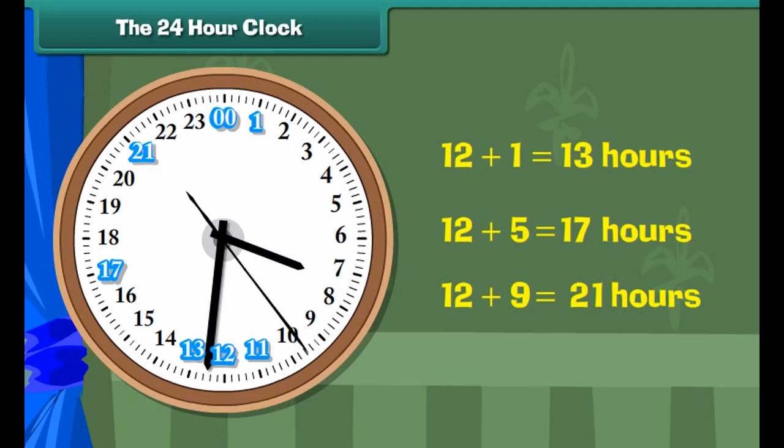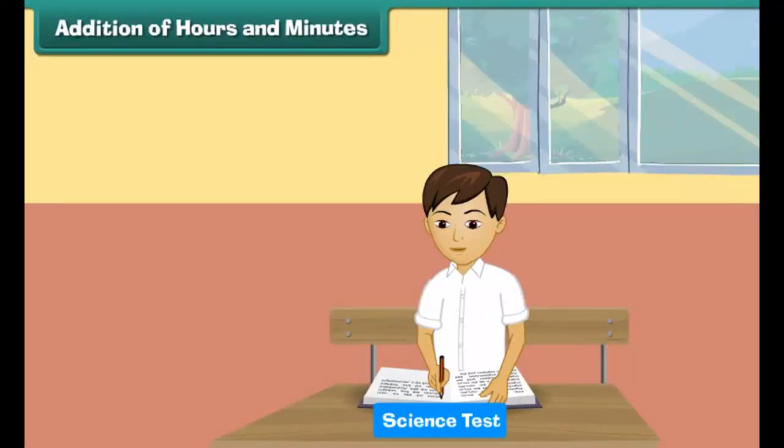As each hour of the day is distinctly numbered from 0 to 23, there is no need to use AM or PM. Addition of hours and minutes. Let us now learn to add 2 times.